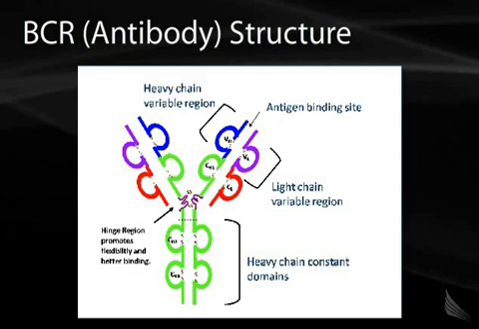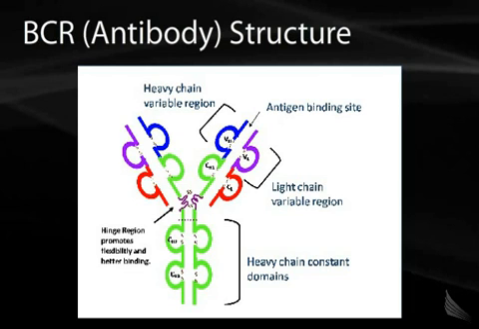Note that the heavy chain constant domains make up what we would call the bottom part of the Y of the antibody. This is what's referred to as the Fc portion of the antibody, and when we talk about Fc receptors on cells, this is the portion of the antibody that we're talking about.